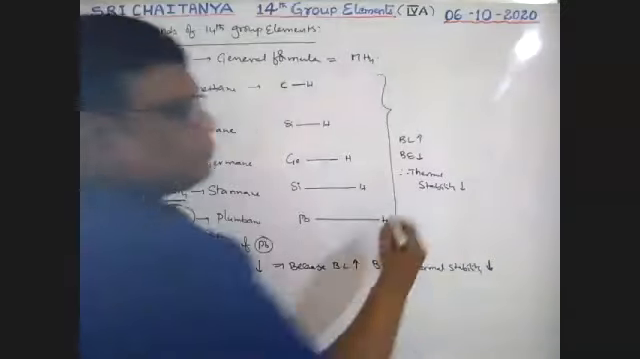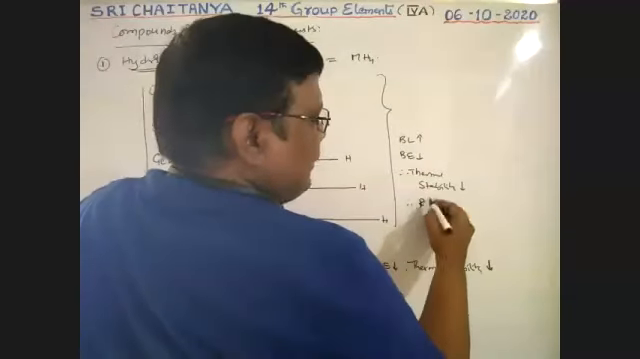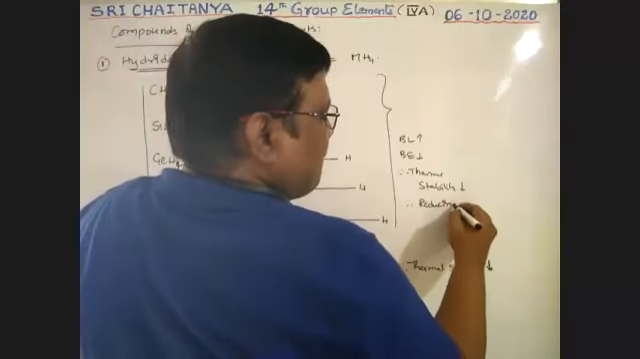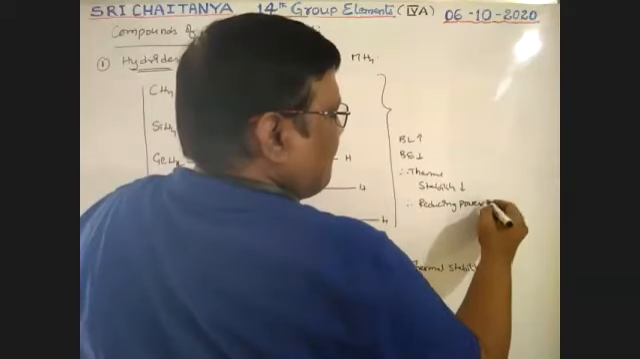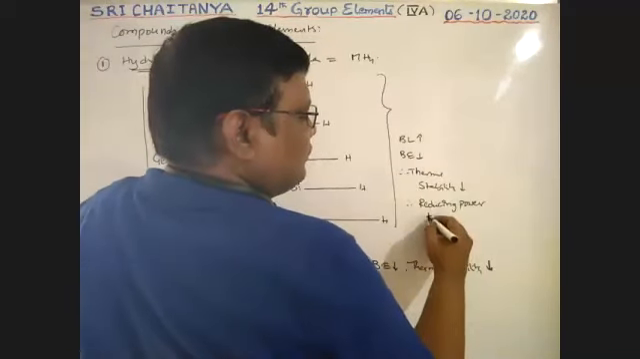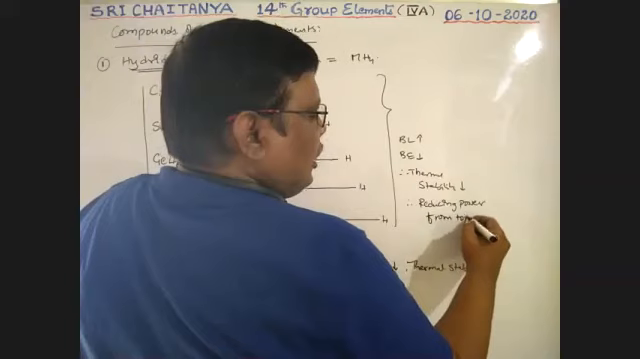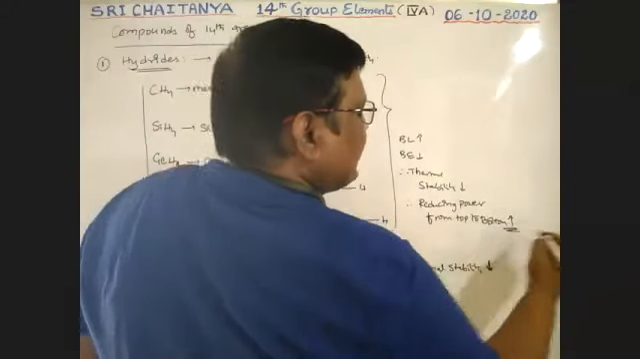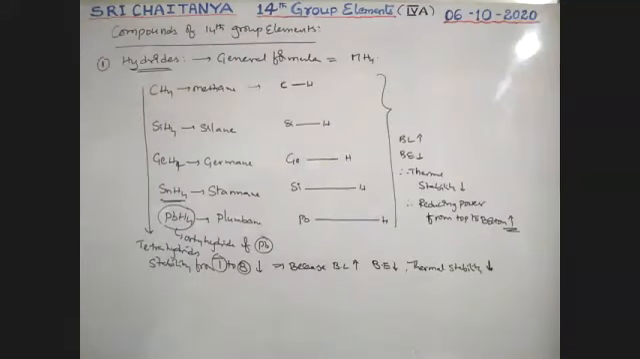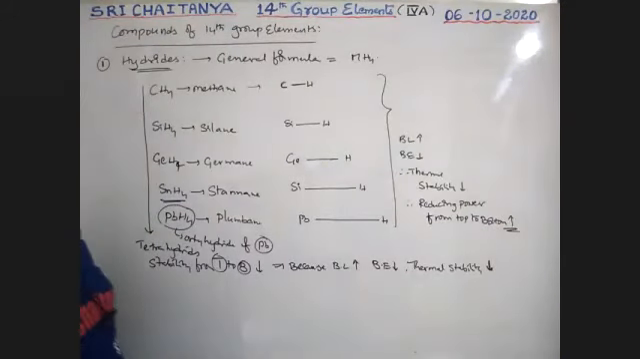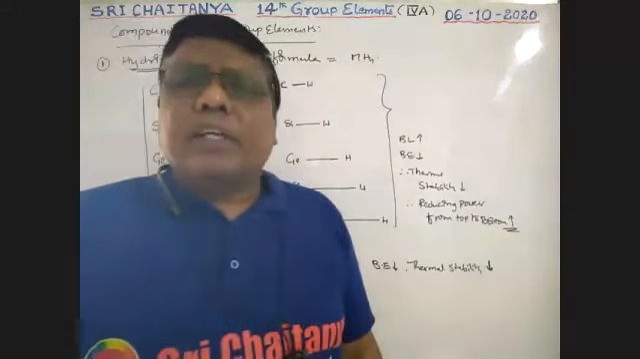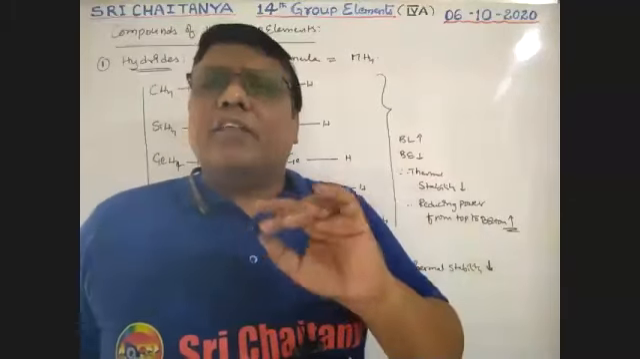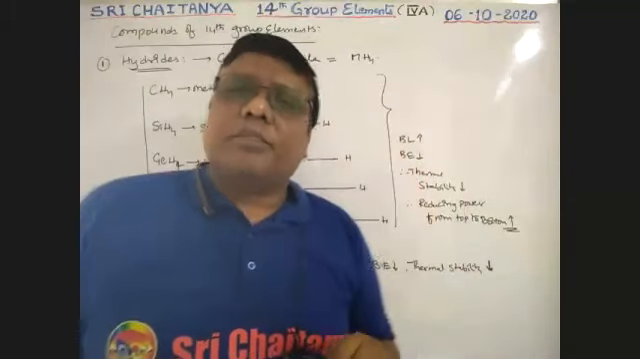Therefore, reducing power from top to bottom increases. There is no need to remember particular individualities. These are general concepts. Okay.